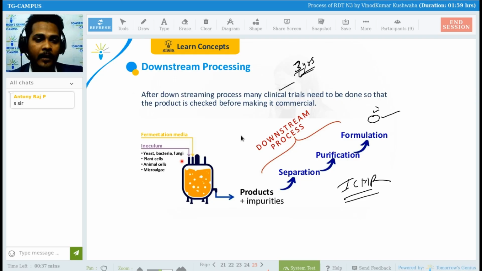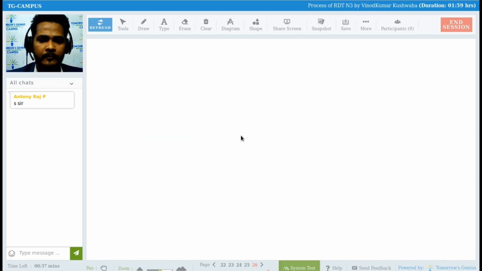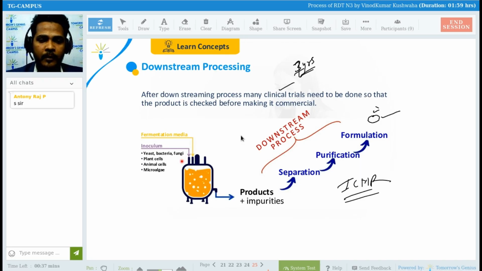So this is how any medicine, any product, any vaccine, any antibiotic, or we can say insulin, is produced. It is produced through this complete process which we studied today. Yes? So this is all about today's topic.